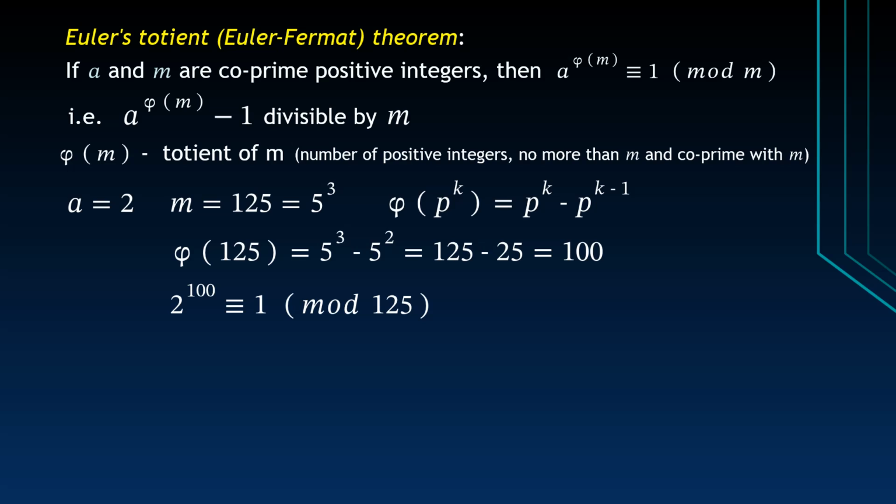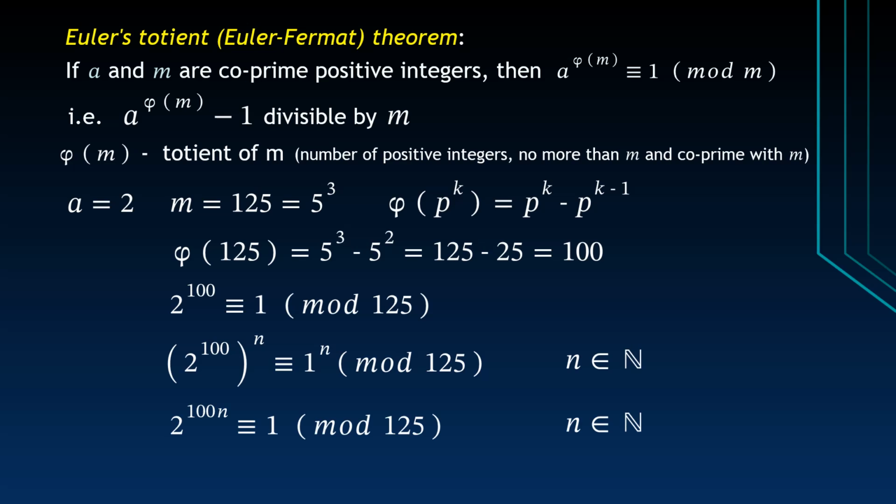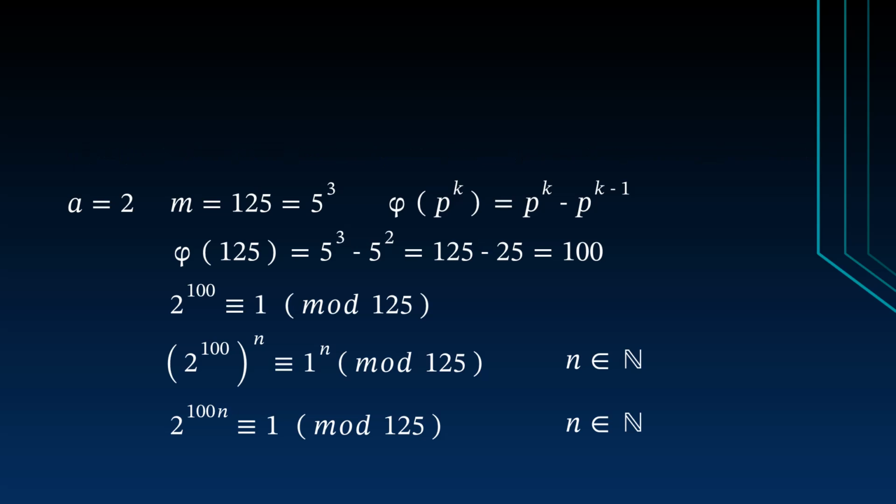According to the properties of modular arithmetic, we can raise the last equation to the power of n, where n is a natural number. And we get 2 to the power of 100n is congruent to 1 modulo 125. This is the only place where we use Euler's totient theorem, so we can wipe out all the previous lines and move on.